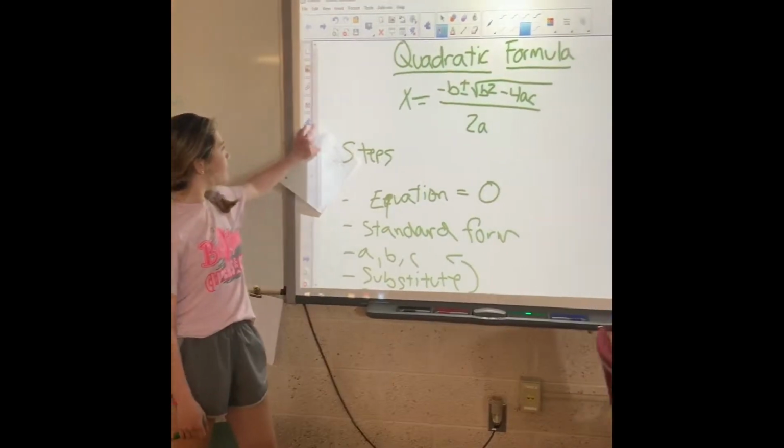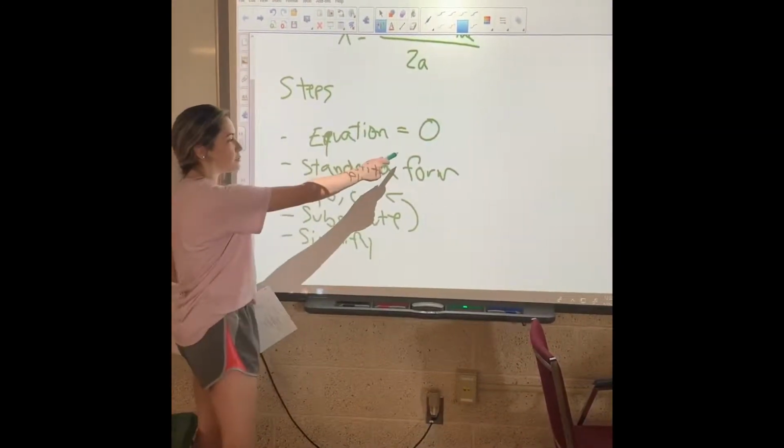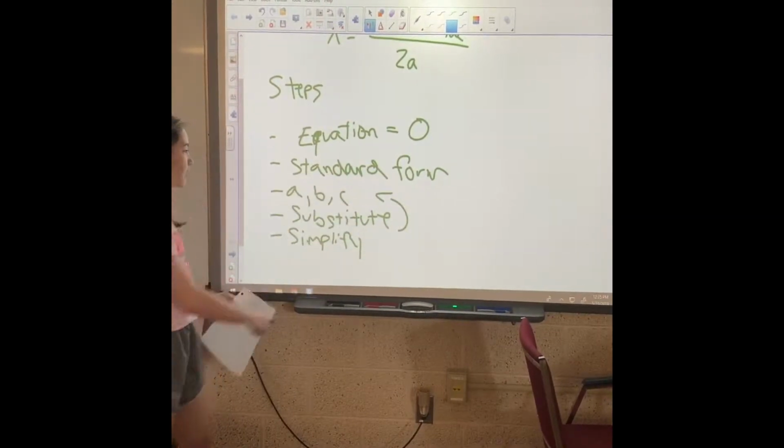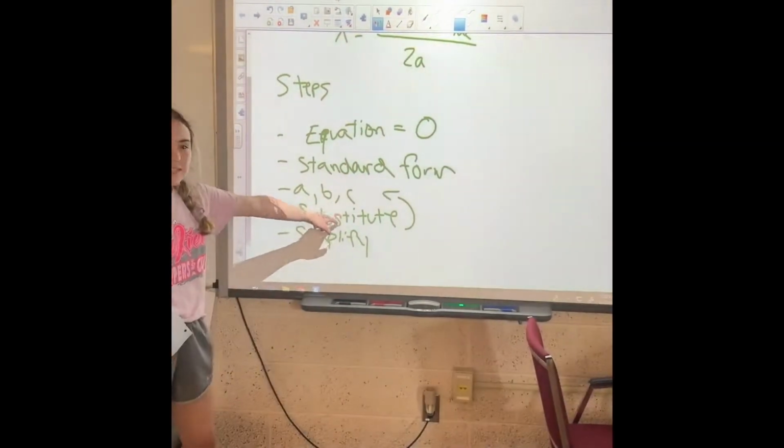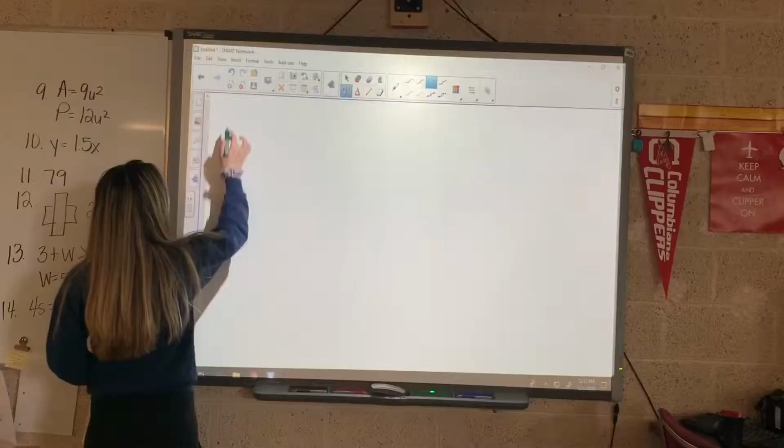Review the quadratic formula. This is your equation that you plug everything into. Your equation has to equal 0. Make it standard form. Find a, b, c. Substitute a, b, c for the numbers that you have and simplify.